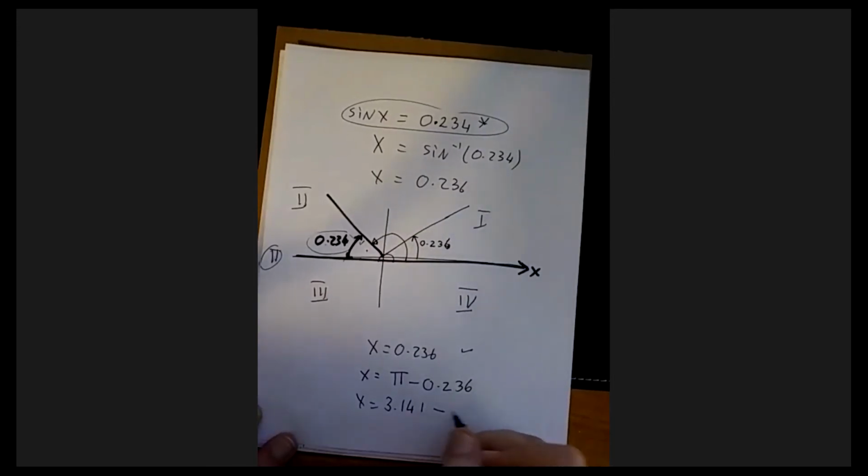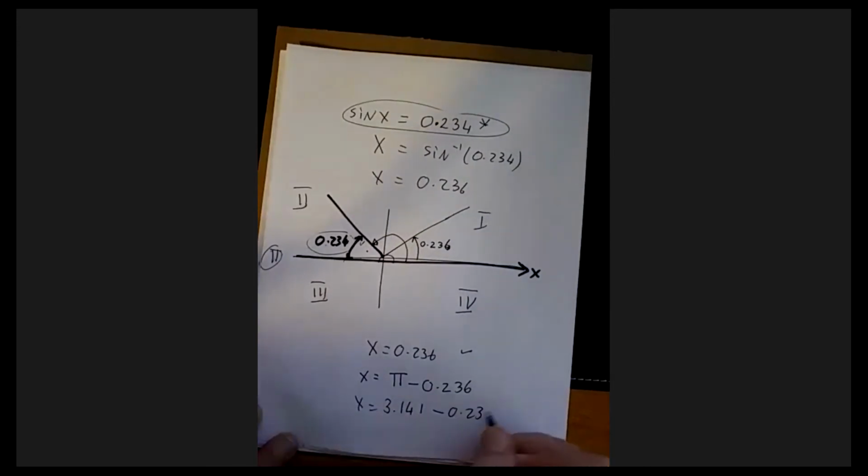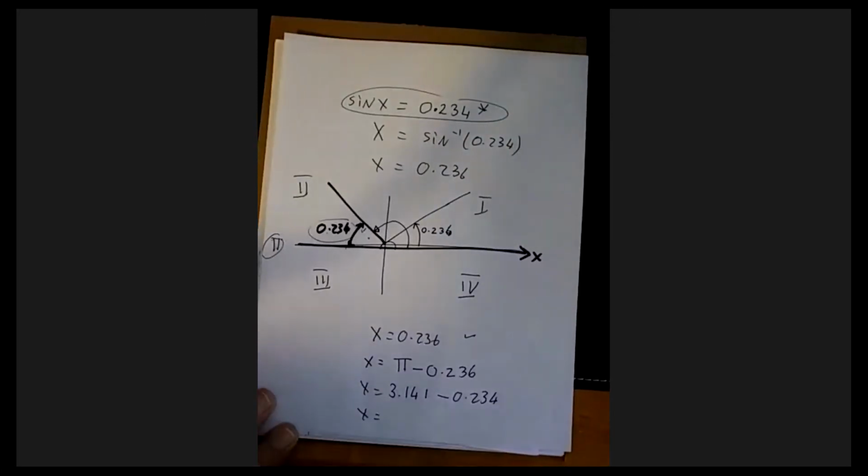3.1412, take away this fella, and the second answer ends up being whatever the difference between those two is. So I'm going to type that in and see what it is. 3.141 subtract 0.234. And so I get 2.907.